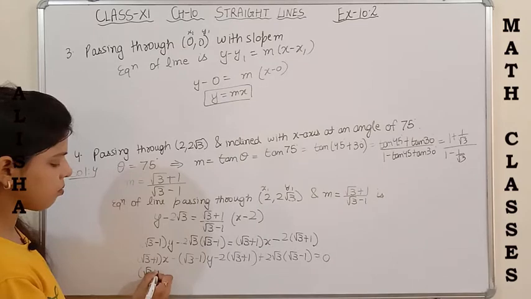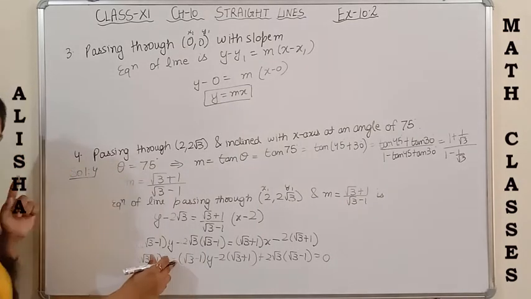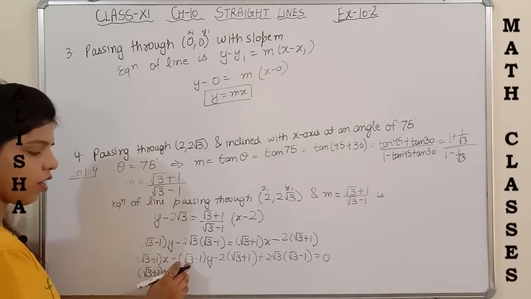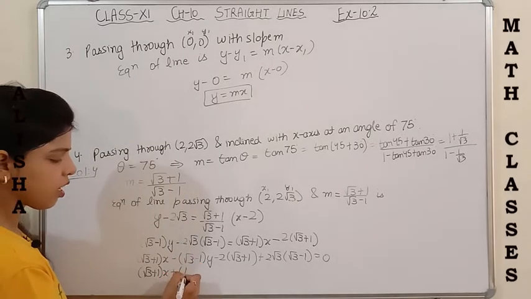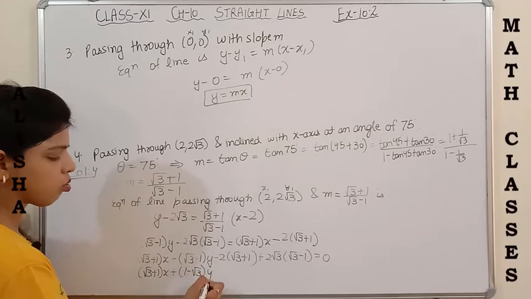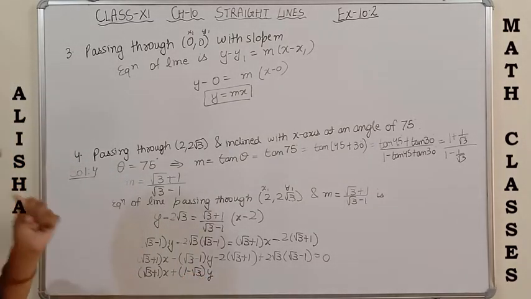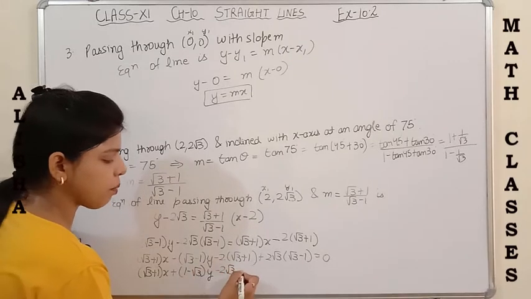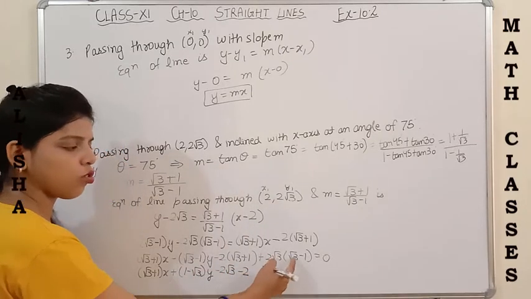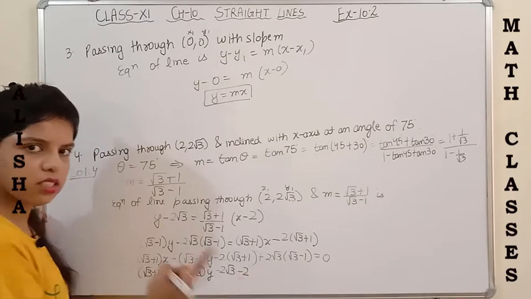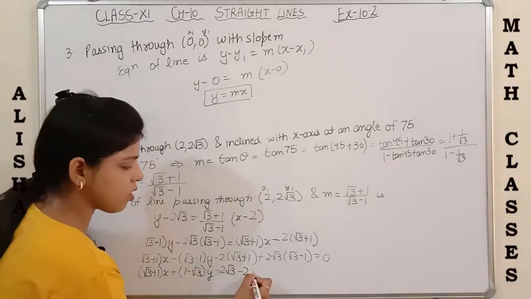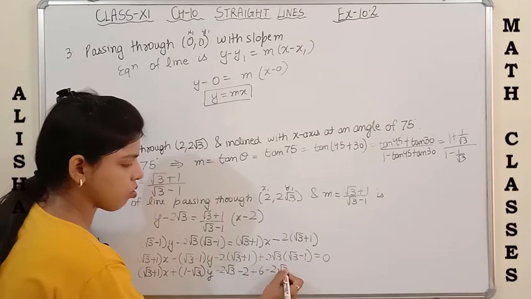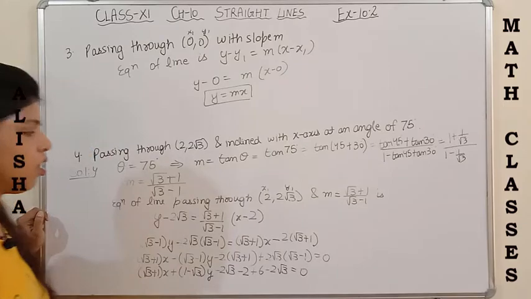Finally, we can shift this negative inside this bracket. So 1 will become positive and root 3 will become negative. So it can be written as 1 minus root 3 into y. And you will open this: 2 into root 3 becomes 2 root 3, minus 2 into 1 becomes minus 2. 2 root 3 into root 3, root 3 into root 3 is 3, 3 times 2 is 6. Minus 2 root 3 into minus 1 is minus 2 root 3, is equal to 0.